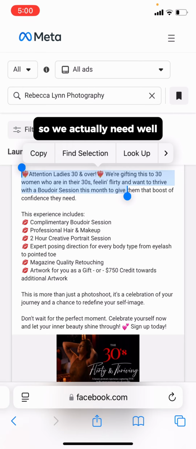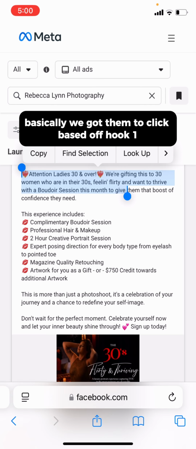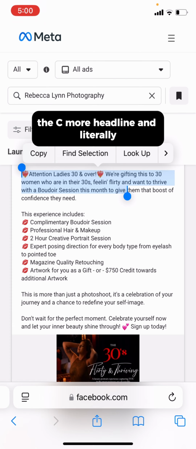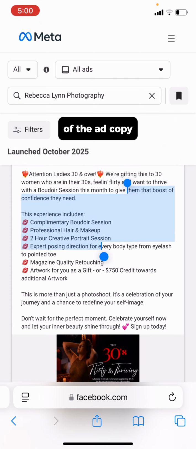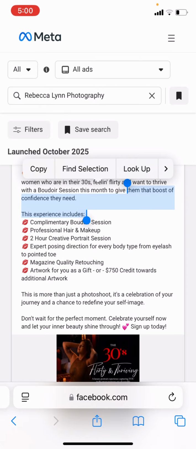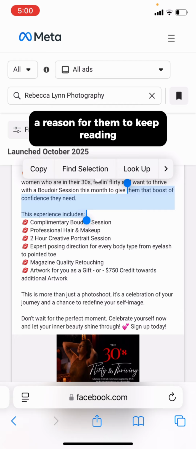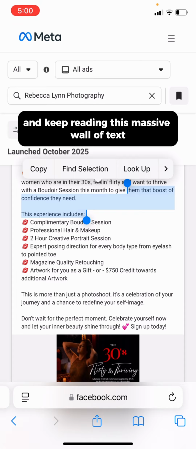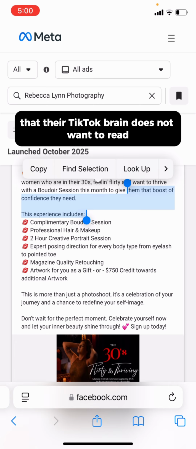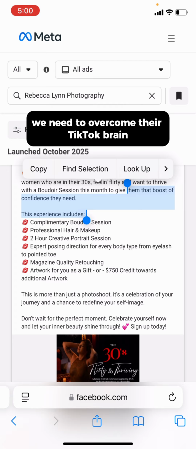So basically, we got them to click based off hook 1, the see more headline. And we actually need a hook 2 here at the top of the ad copy. A reason for them to keep reading. And we always want to use an authority hook, a why should they listen to us hook. Why should they listen to us and keep reading this massive wall of text that their TikTok brain does not want to read? We need to overcome their TikTok brain. So we always like to use an authority hook.